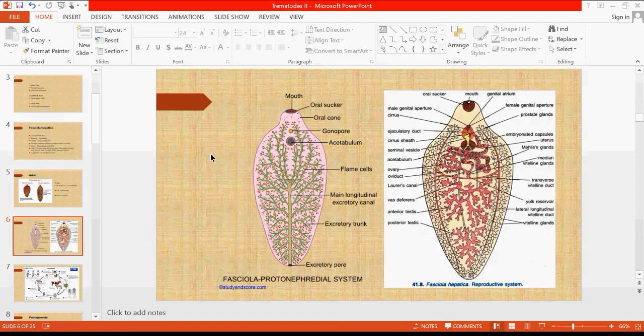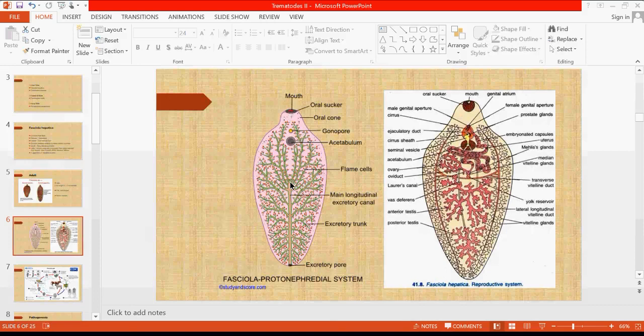Okay, so this is the anterior end having the projection, which has a mouth, and this is the oral sucker, and there is the ventral sucker also situated away from this oral sucker. Here, the acetabulum, what you know now, is the ventral sucker. With the help of these two suckers, they attach to the biliary duct and the liver tissue parenchyma.